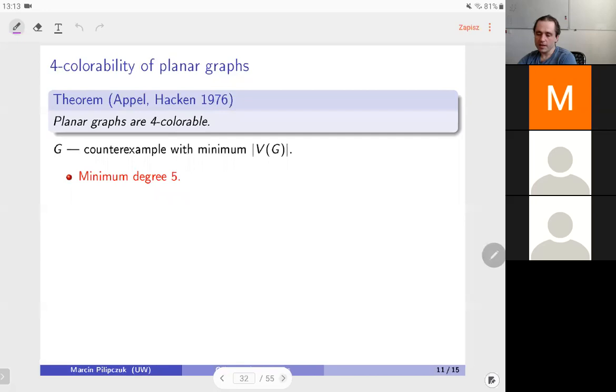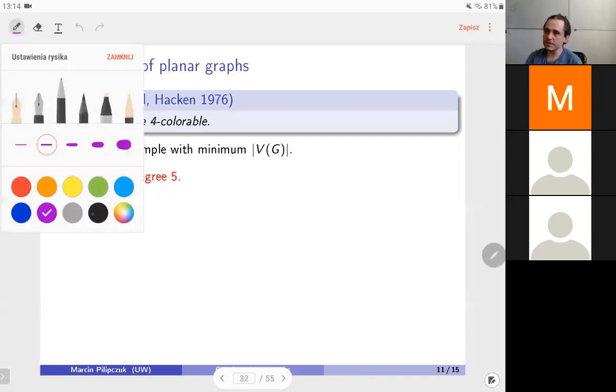Well, I want to say that there's minimum degree 5 in this graph. If there's a vertex of degree 3 or less, we could remove it, color by induction, and put this guy back, and we are happy.